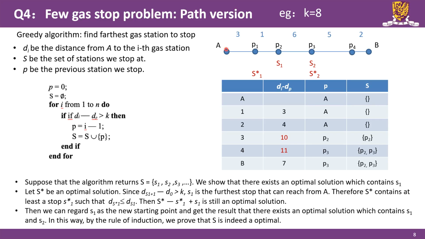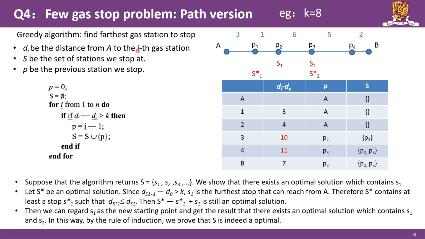That means, say, we start at A and then we can only travel, for example, 8 kilometers. Then we will find the very last gas stop that we can reach from A. And we repeat this method again and again. So next time we will stop at maybe this gas stop, and we will find out the last gas stop that we can reach from this gas stop.